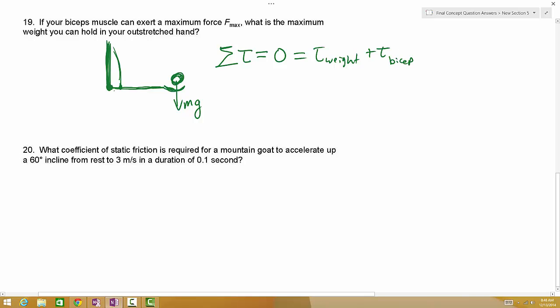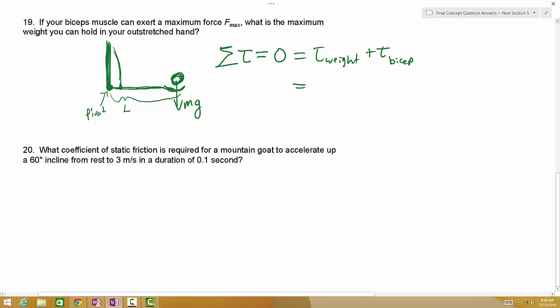And then also there will be a torque from your elbow, but if we put the pivot at the elbow, then we won't have to worry about it. So now let's think about the signs from both of these torques. The weight is going to make a clockwise turn, so let's put some lengths in here too. We weren't given that in the problem, but we would be in a test.